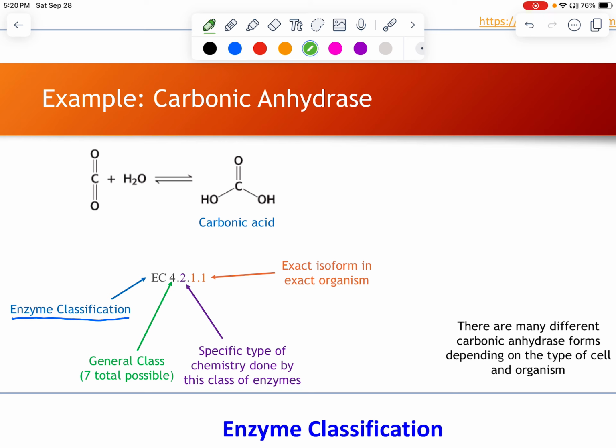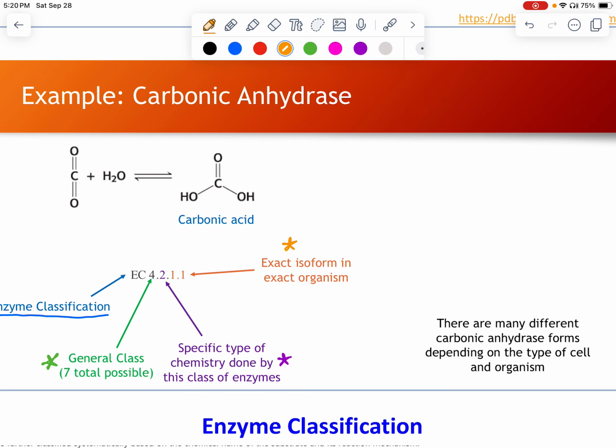The first number, and we're going to look at these in a minute, is the general class. There's only 7 possibilities. The second number is a little more specific, and it gives us specific types of chemistry done by that enzyme in that class. We'll look at examples of that too. The last 2 numbers give us the specific form. You might have carbonic anhydrase in one type of cell versus another, or in one organism versus another, and it'll be a little different for those particular environments.